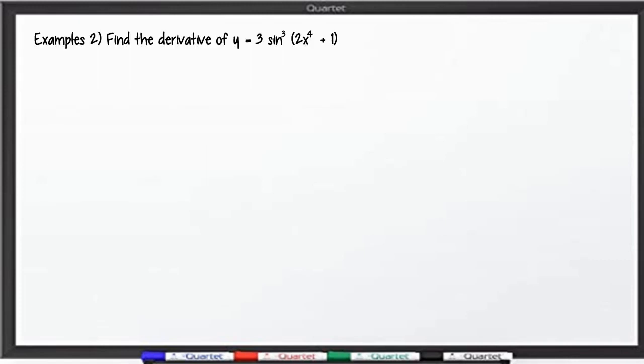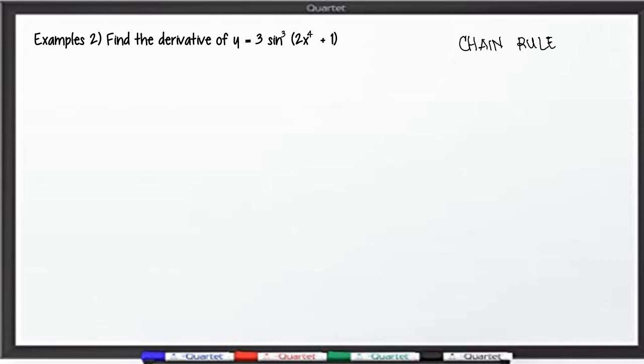Example number 2. Find the derivative of y is equal to 3 sine cube of 2x to the fourth plus 1. So basically, chain rule pa rin po yan, ano? Wala pong pinag-iba yan dun sa ating algebraic. Let us recall yung mga ginagawa natin sa algebraic function. Nagmumukha lang pong mahirap ito kasi trigonometric function, but basically pare-parehas lang po yan, ano?